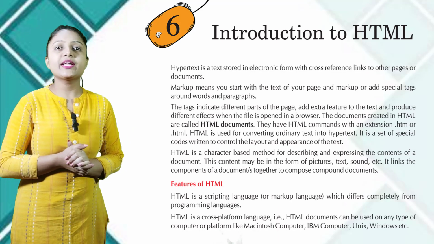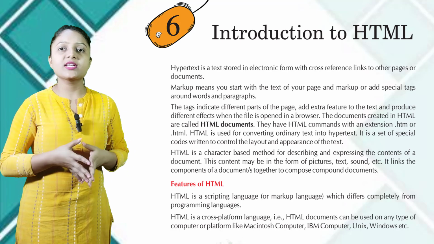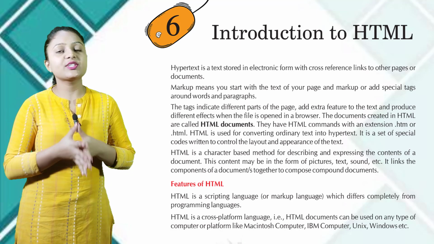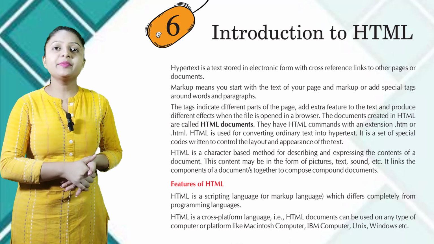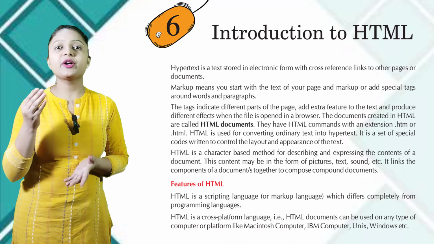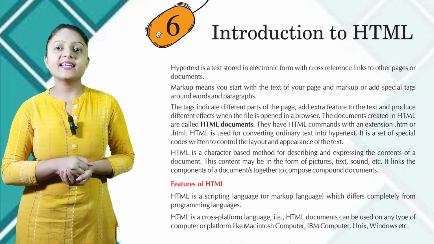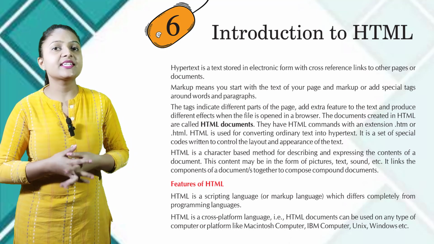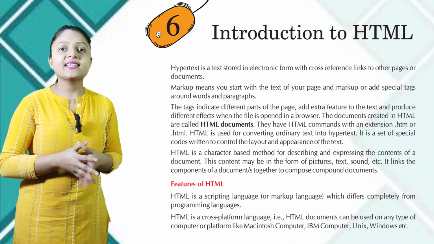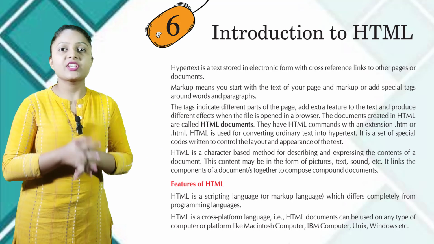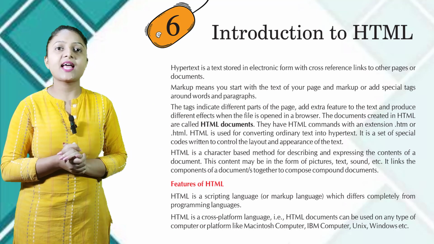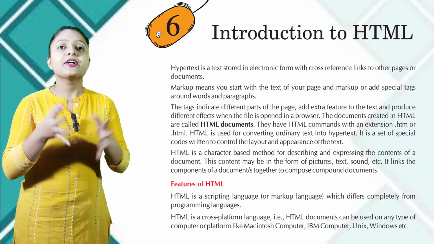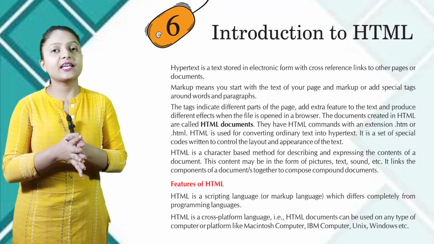Hypertext is a text stored in electronic form with cross-reference links to other pages or documents. Markup means you start with the text of your page and markup, or add, special tags around words and paragraphs. The tags indicate different parts of the page, add extra features to the text and produce different effects when the file is opened in a browser.